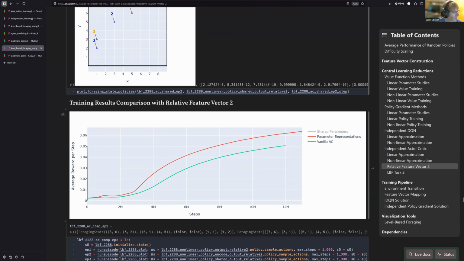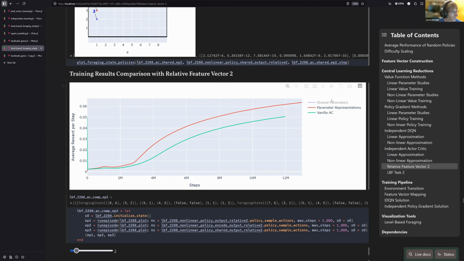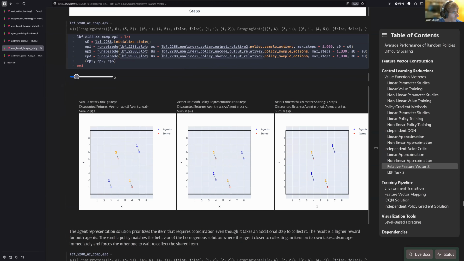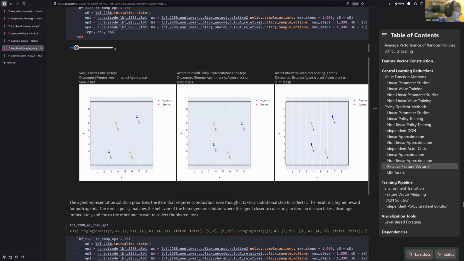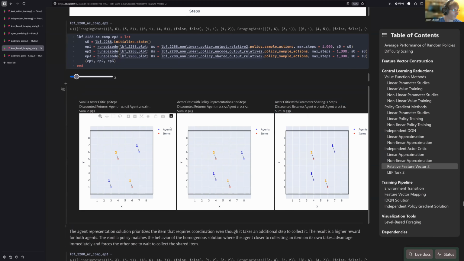But at the end of this, there's this other method here. So for now, ignore this diagram to the right. Okay. So we can just look at these two. This is showing an episode actually playing out in this environment, between the vanilla actor critic algorithm and the one that uses policy representations.